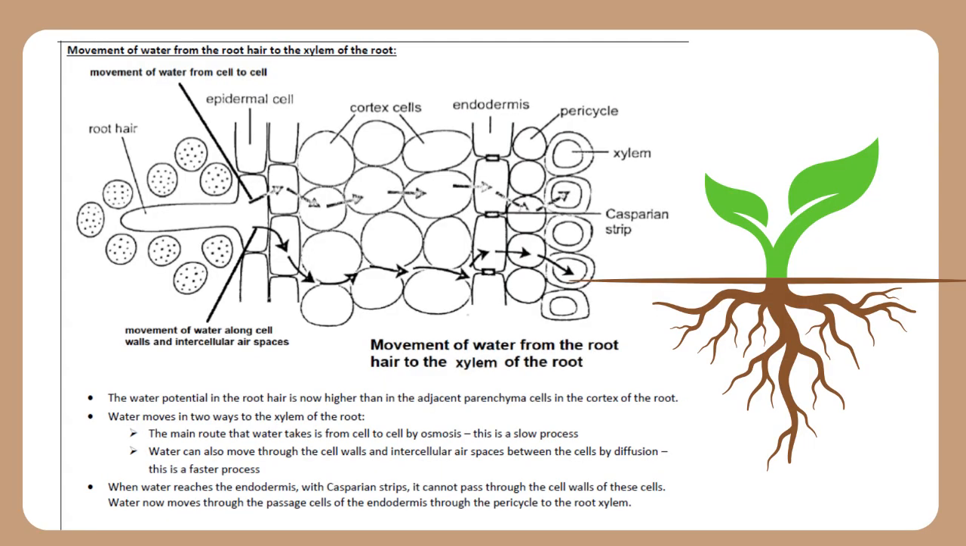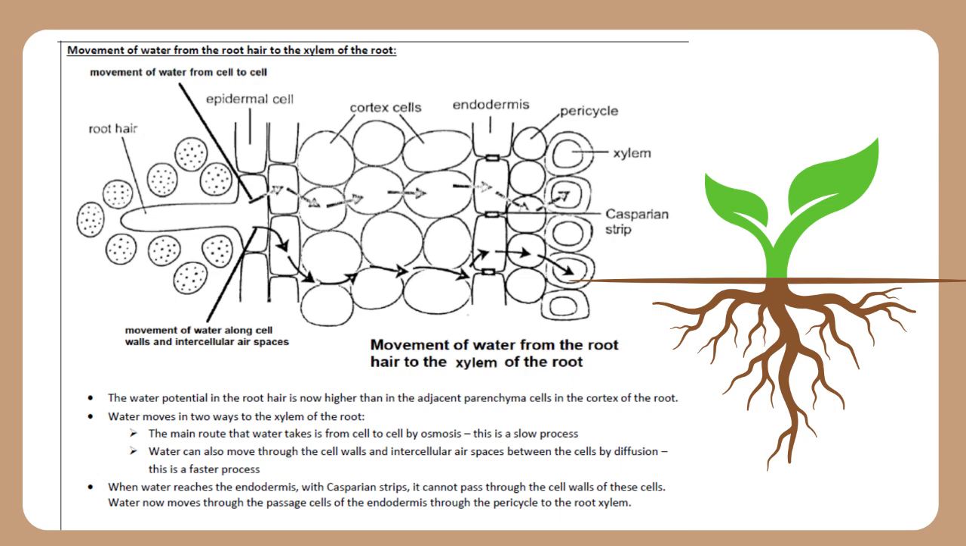Movement of water from the root hair to the xylem of the root. The water potential in the root hair is now higher than in the adjacent parenchyma cells in the cortex of the root. Water moves in 2 ways to the xylem of the root. The main route that water takes is from cell to cell by osmosis. This is a slow process.